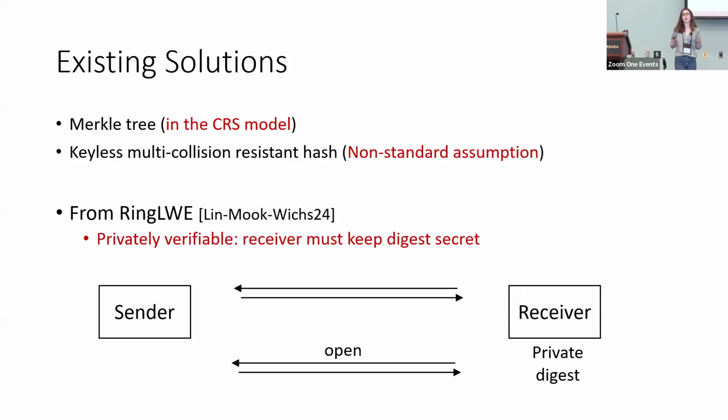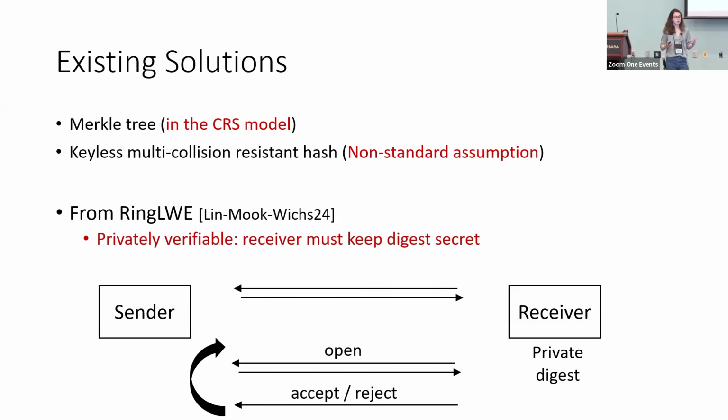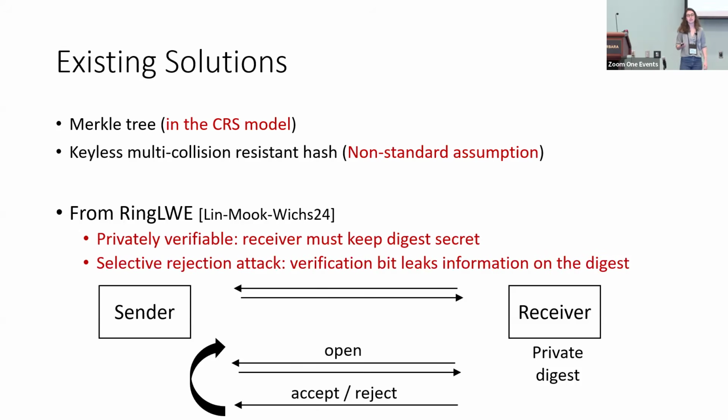Now, generally, we try to avoid private memory, and specifically in this setting, it is a problem because the adversary might be able to learn information on the private digest from the bit of whether the opening was accepted or rejected. And since we consider repeated openings, the adversary might be able to learn more and more information from different openings until a point where it has enough information to break binding. This is called the selective rejection attack. And actually, this construction of Mook et al. is vulnerable to such attacks.